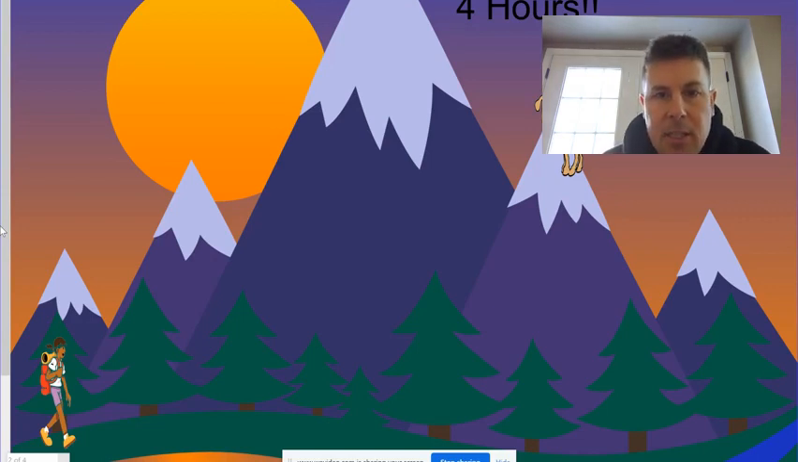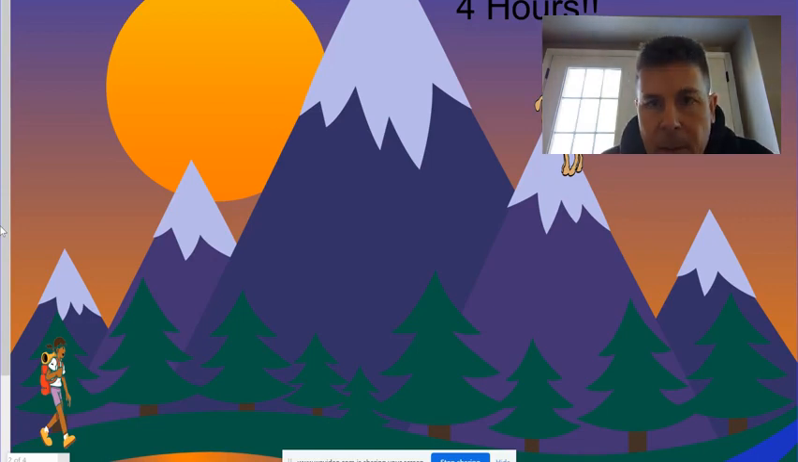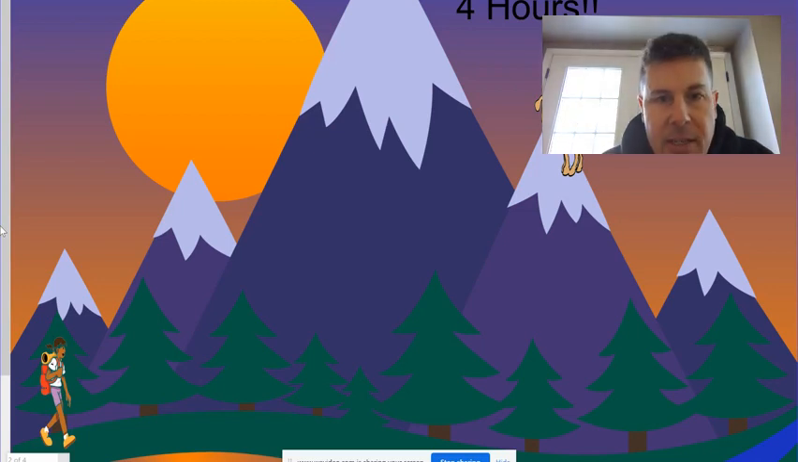Such an amazing experience to the top of this 14er, and is safely heading back home here. So quite an experience, but let's take that information and gain a little bit more information about this hike.